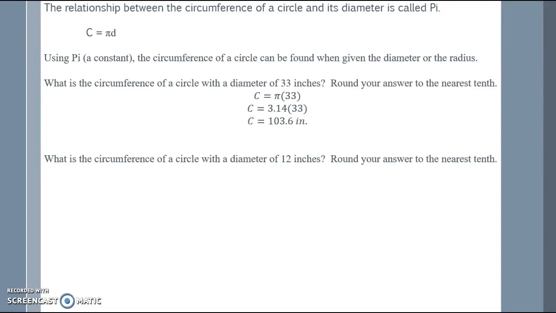What is the circumference of a circle with a diameter of 12 inches? Round your answer to the nearest tenth. Pause the video to see if you can do this one on your own. Circumference is pi times 12, or 3.14 times 12, which is 37 7/10 inches.